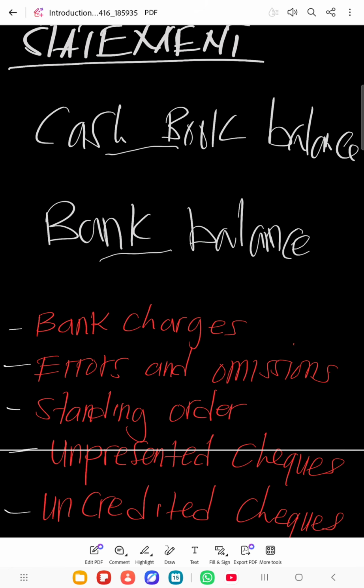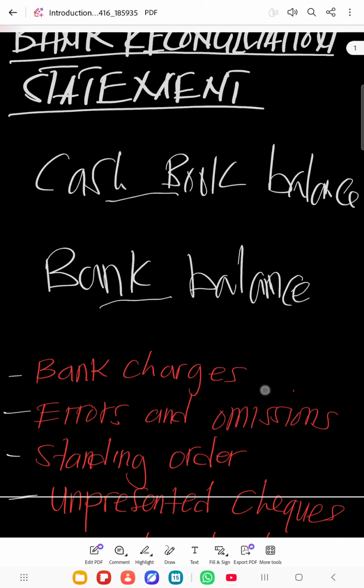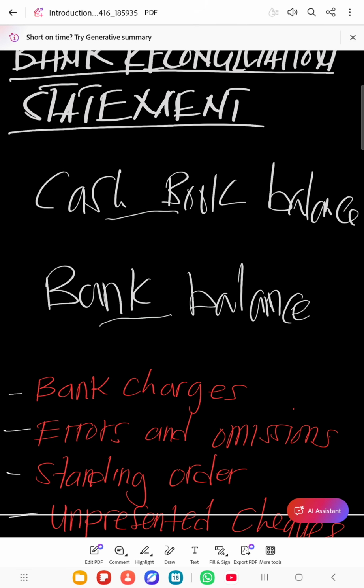You can only know, or you can only prove that they deducted, when you receive the bank statement. Because in accounts, you don't just record things from without, we use source documents. We need to know the proof of a transaction taking place. So you find that the cash book balance is going to differ from the bank statement balance. You can only know that this is how much the bank has deducted after checking the bank statement or receiving the bank statement. So hence causing the difference between the cash book balance and the bank statement balance.